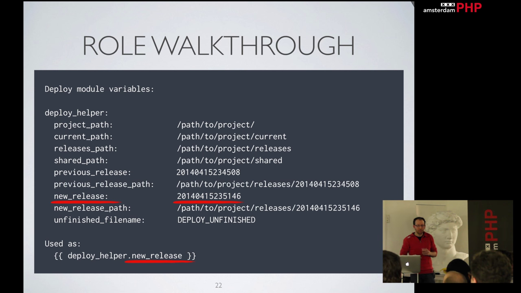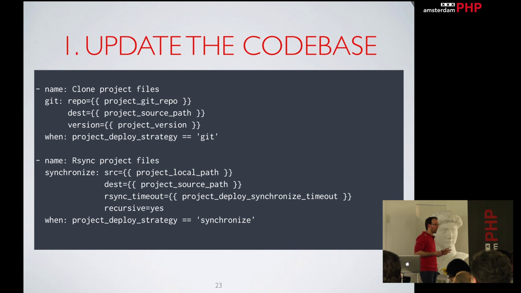So step one, updating the code base. So let's match that to the code that's in the role. First up, we're updating the code base, so we're getting it from somewhere, and you'll see here there are two strategies, actually, as of last week, three strategies that you can use to get your code from. One is Git, and the other is Synchronize, which is just copying it from your local machine to remote. And the third one now is S3.